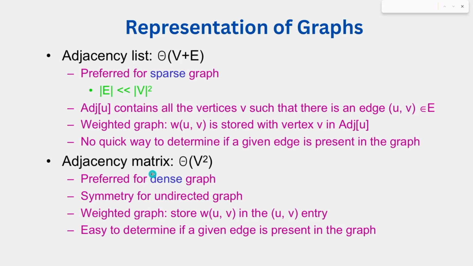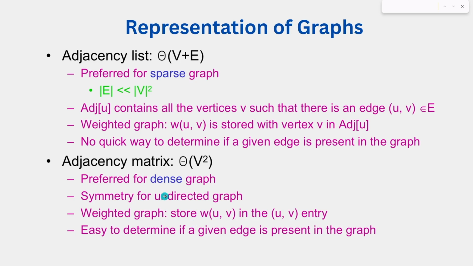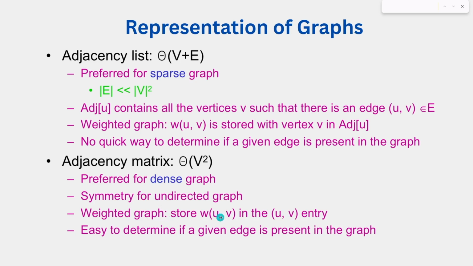And this adjacency matrix representation is normally preferred when the graph is a dense graph, and for an undirected graph this adjacency matrix will usually be symmetrical. For a weighted graph we can also make use of this adjacency matrix, and instead of storing a value of 1 as in an unweighted graph, we will be storing the weight associated with the particular edge in the UV entry of our adjacency matrix. And the advantage of this adjacency matrix representation is that we can easily determine whether a particular edge is present in the graph or not.